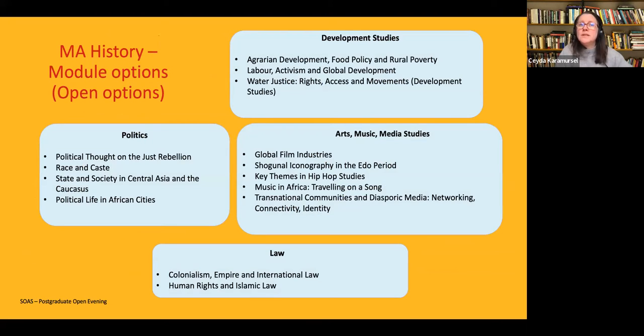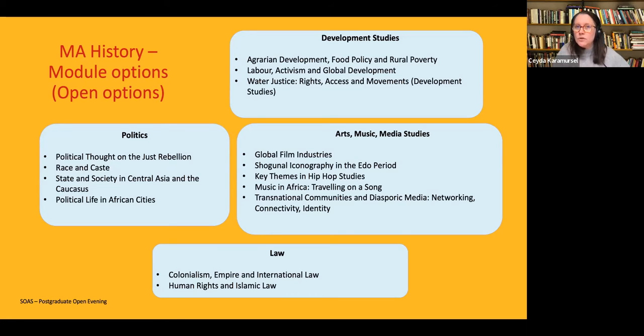Apart from list A and B modules that you can choose from, you have what are called open option modules. These are modules offered by other departments that are not necessarily historical in nature. Basically, it includes all MA level courses offered throughout the school. The list is very long, but I have added here a few of these modules, just to give you an idea what you can bring in to your studies. You can see from politics, development studies, arts, music, media studies, law, and practically all other departments have those options on offer you can choose from.